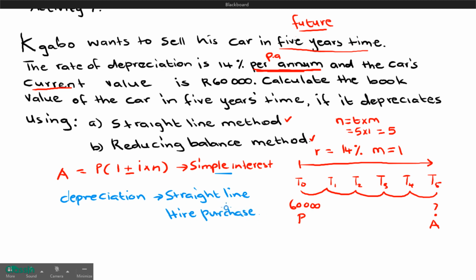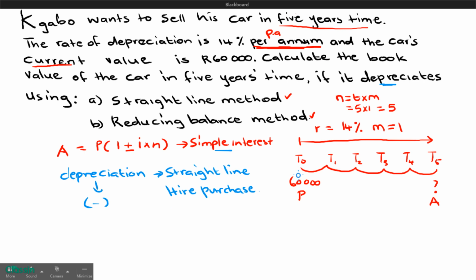So these two are the ones that tell us that when they depreciate, they say it depreciates using a straight line method. You must know that a straight line method is going to say that the value of money is decreasing, therefore we are going to use a negative.